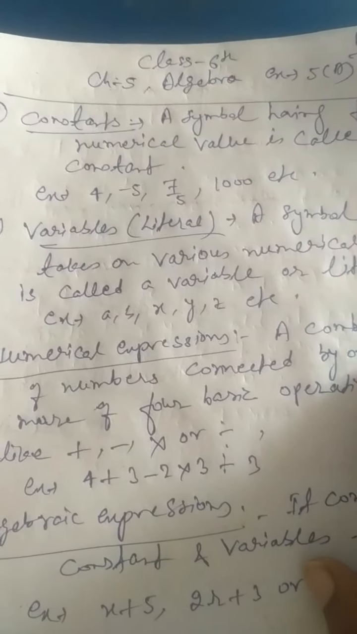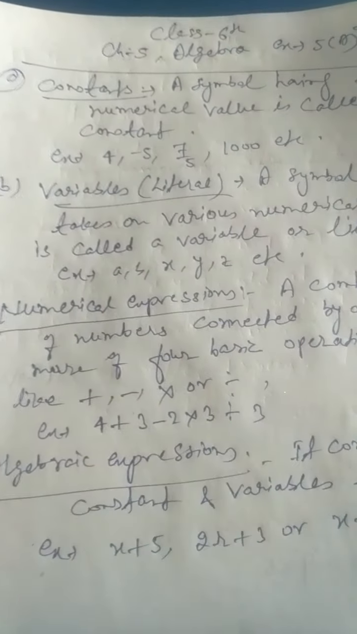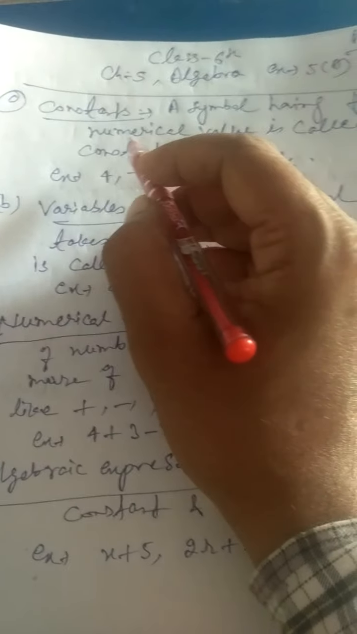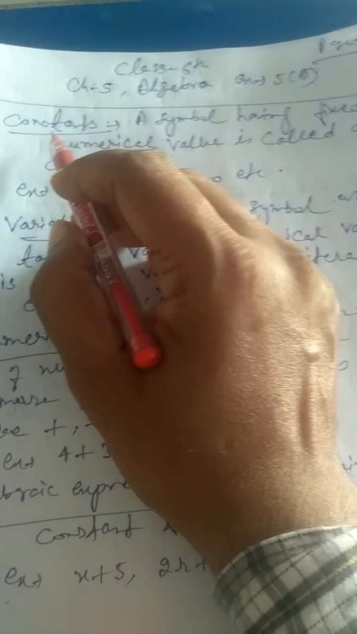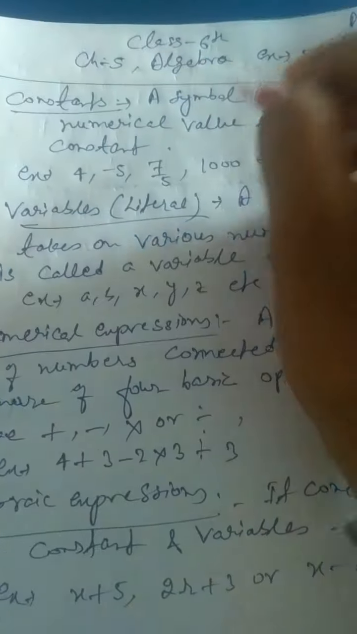We have to start class 6, chapter 5, algebra, exercise 5a. Now before we start the algebra, we are just talking about some basic things related to algebra. First is the constant. What do you mean by constant?